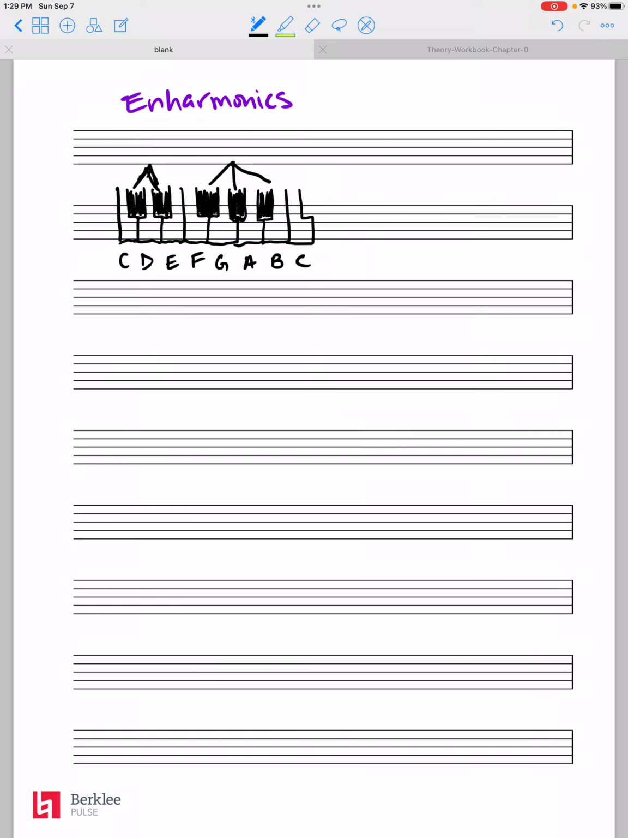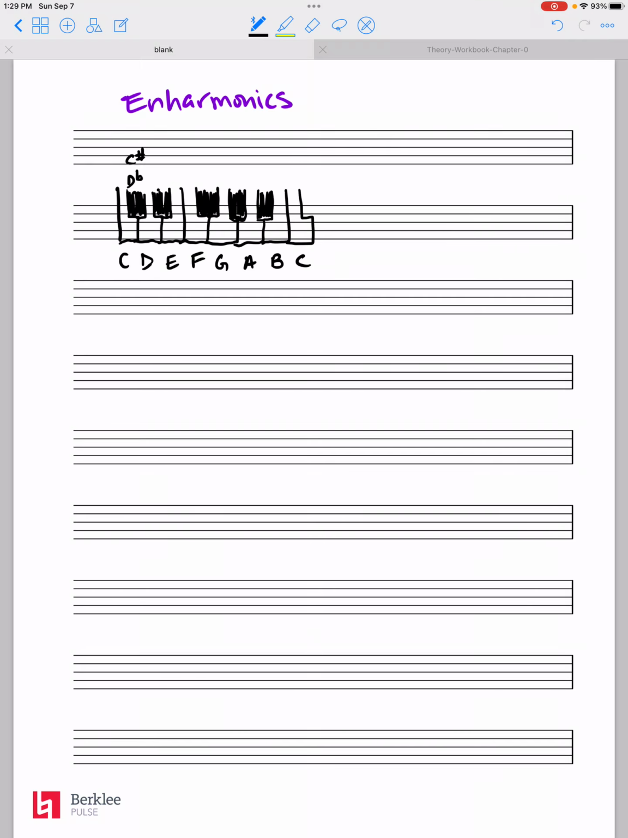Now let's talk about the names of the black keys on the keyboard. This is where it gets more complicated, right? Because we have this key, which is C sharp or D flat, because it is one step higher than C and one step lower than D. That's why it has both names.